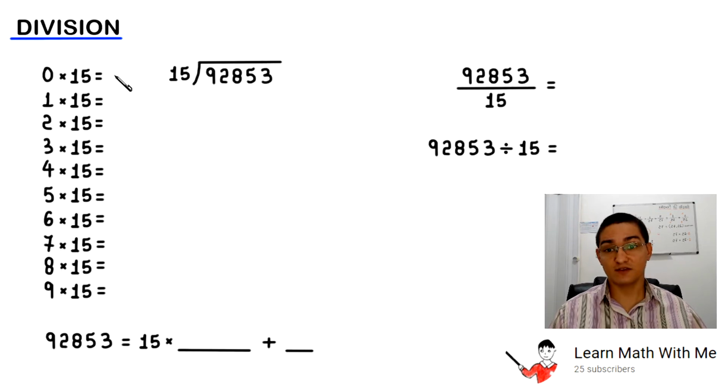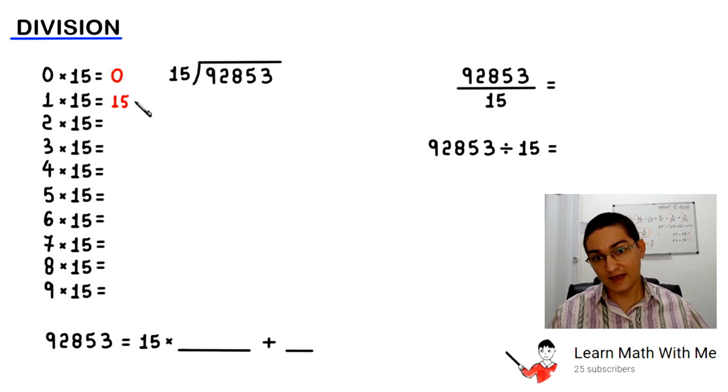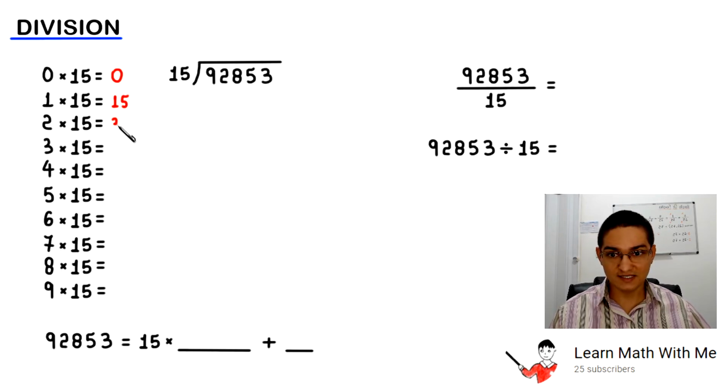So 0 times 15 equals 0. I do not know by heart all the results from the multiplication table of 15, but we can find all of them just by adding 15 each time. 0 plus 15 equals 15. You know that because 1 times 15, of course, is 15. If you add 15 more, you will find 30. That is the result of 2 times 15. 3 times 15 equals 45, and if you add 15 more, you will find 60, and that is the result of 4 times 15.